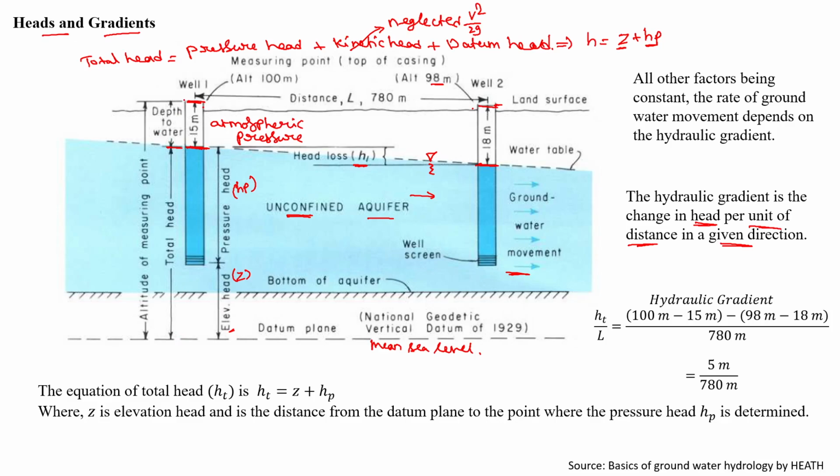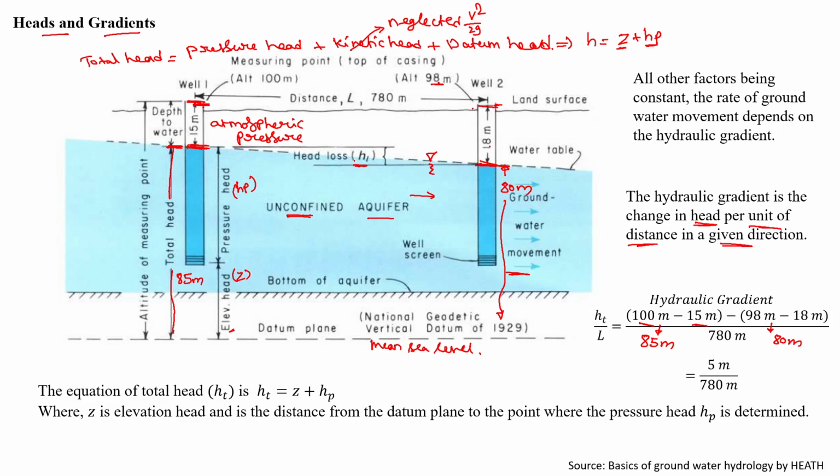and from here we need to calculate the total head. So altitude of well, how much? 100 meters. So 100 meters minus 15 will be 85 meters. From here to here it will be 85 meters. Similarly, here the altitude is how much? 98 meters. 98 meters minus 18 meters, so that will be 80 meters. So this will be the level of groundwater from the datum. Now, this is the head loss.